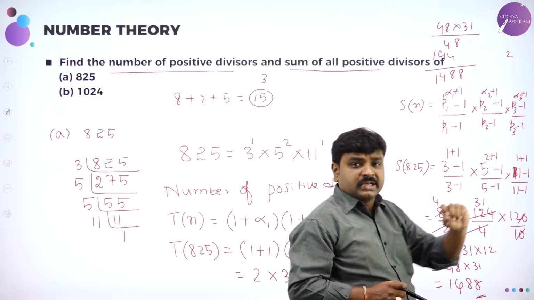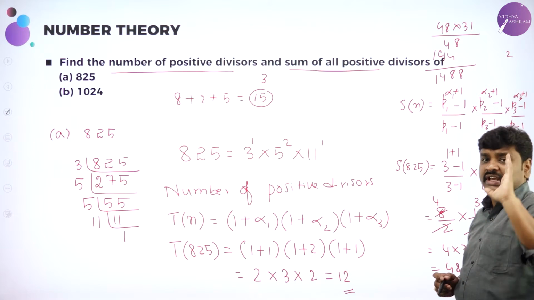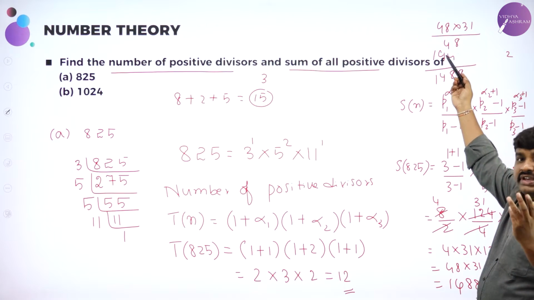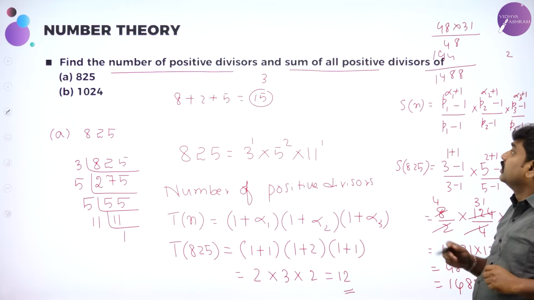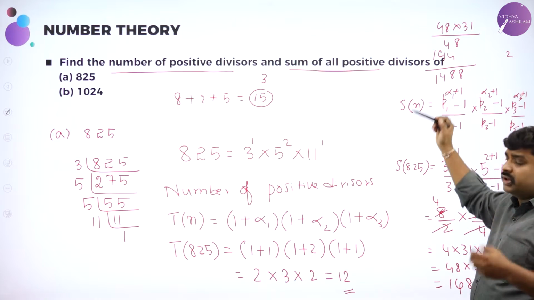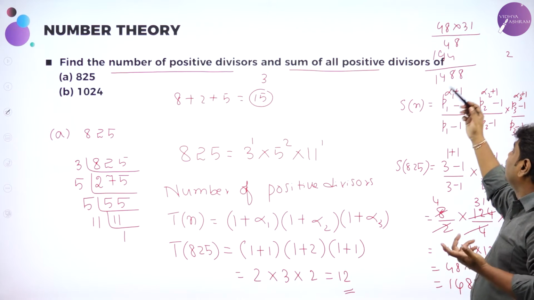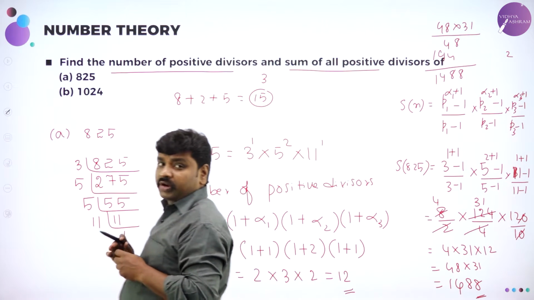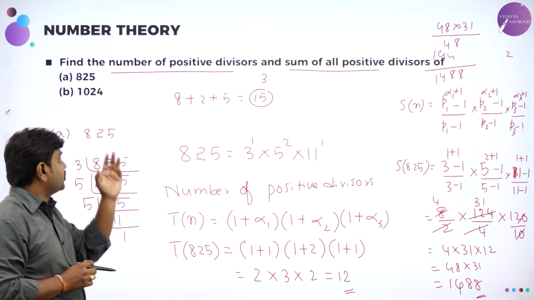I am repeating, since calculators are allowed, don't make any errors. Directly calculate these two products using a calculator so that you will not go wrong. So 48 into 31, or any number, use calculators is my suggestion. Next, I hope all of you copied this. Now we'll go to the next problem, that is 1024.